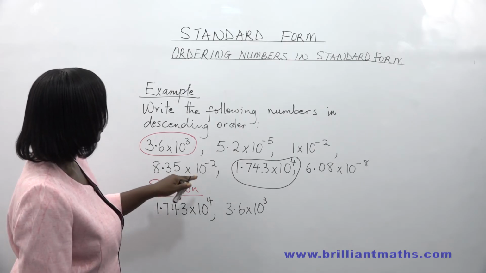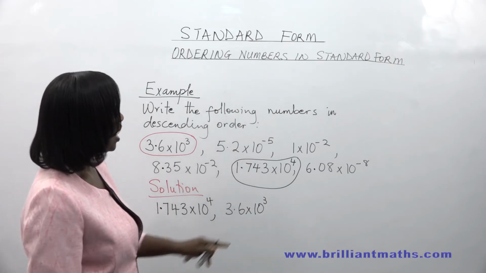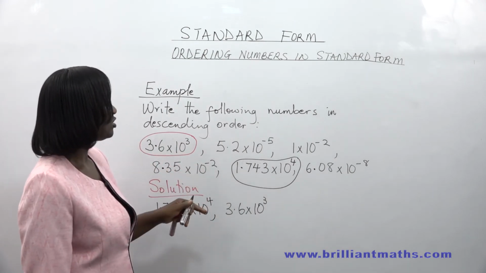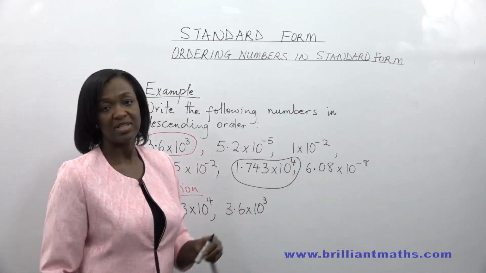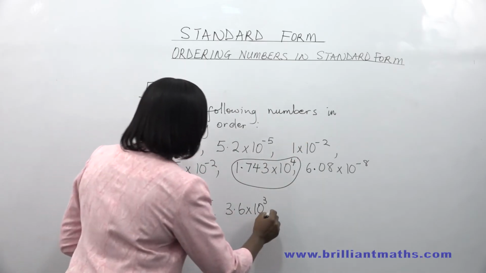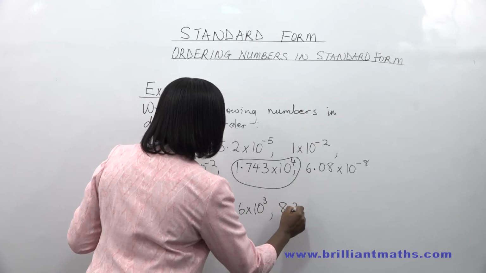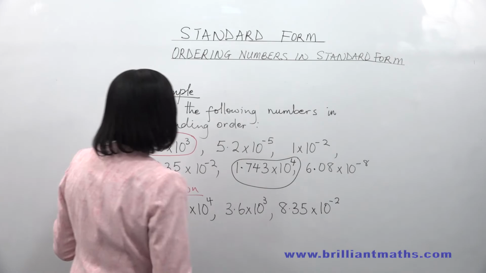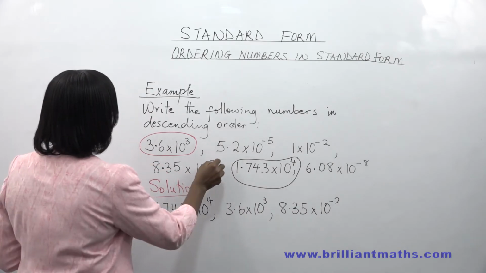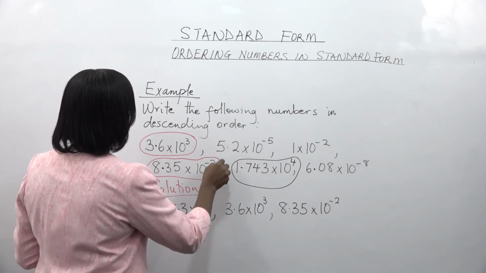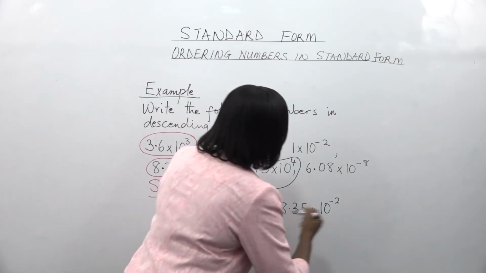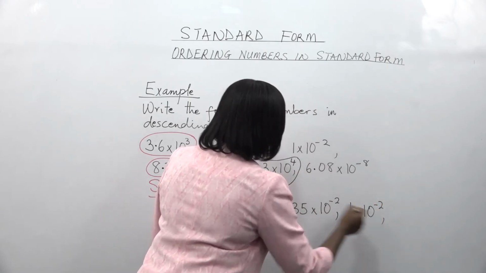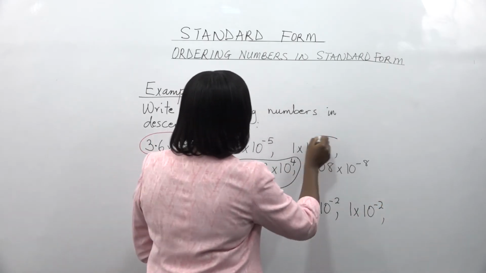8.35 times 10 to the power minus 2 and 1 times 10 to the power minus 2. 8.35 times 10 to the power minus 2 is greater than 1 times 10 to the power minus 2. So that's the next number, 8.35 times 10 to the power minus 2. I circle it because I've written it. Then the next number is 1 times 10 to the power minus 2. I also circle it.